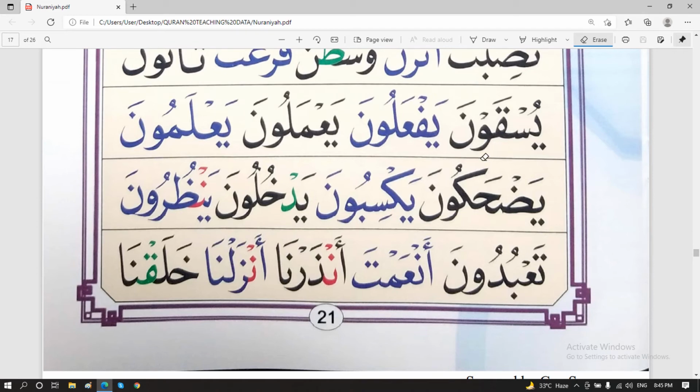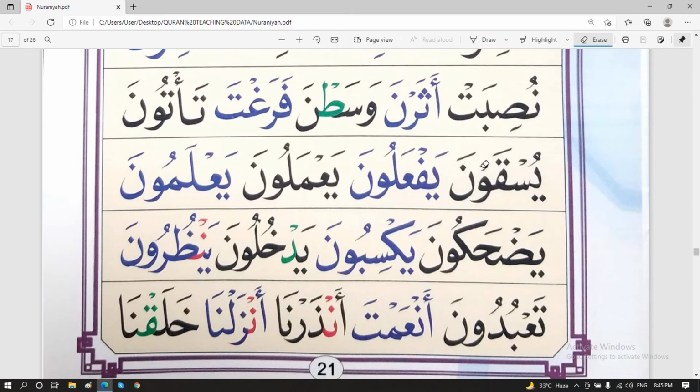Yusqawna. Wow is wow lean. So definitely we will read a bit longer, but not as we read wow madd before, because that has dhamma, and this one has fatha. So we will read a bit longer than usual, but we will not stretch it as we stretched that wow which has dhamma before. So that is wow madda and this is wow lean. So we will read yusqawna, not as we read ta'tuna. This one is yusqawna. I hope you got the difference.